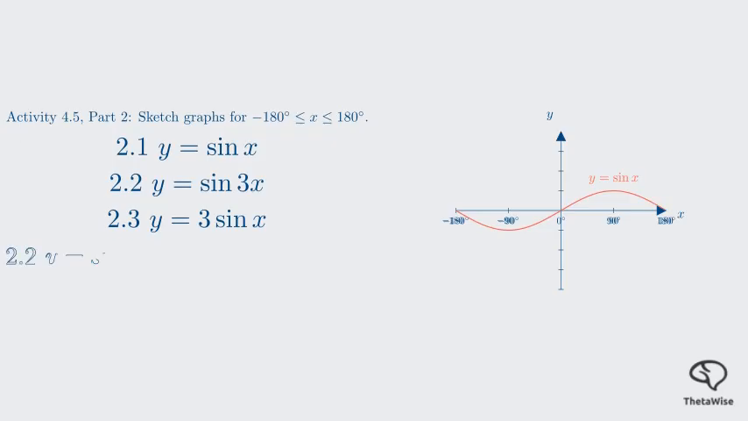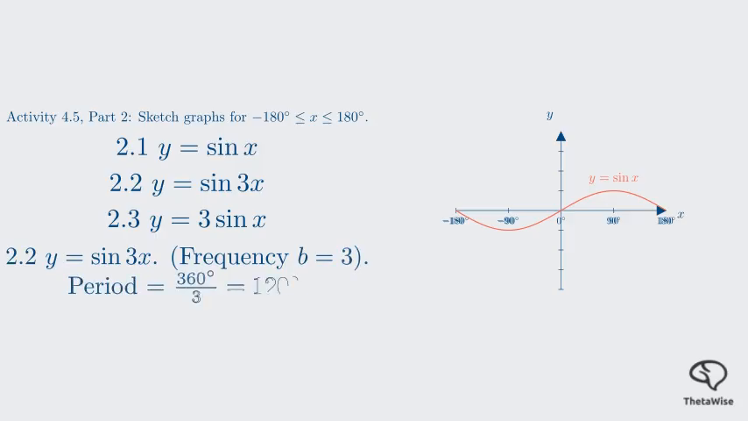Next, equation 2.2 is y equals sine of 3x. This involves the frequency parameter b, which is 3. The period will be 360 divided by 3, which is 120 degrees. A period of 120 degrees means one full cycle completes in 120 degrees. From negative 180 to 180, we have a total range of 360 degrees. So we will see 3 full cycles. Let's draw this in blue.